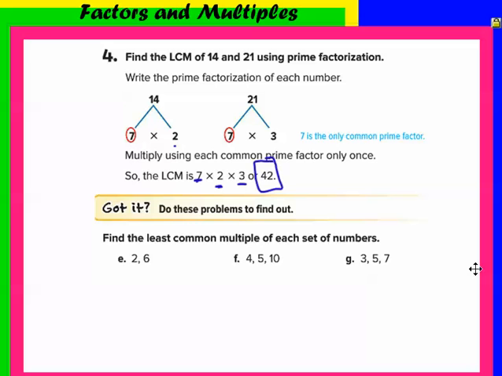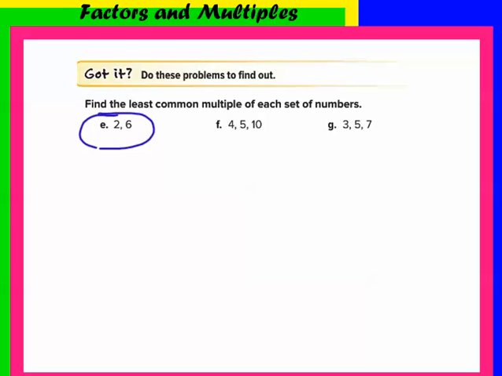is the least common multiple for 14 and 21. Let's do this with 2 and 6. So if I list my multiples of 2, I have 2 times 1 is 2, 2 times 2 is 4, 2 times 3 is 6, 2 times 4 is 8. Then if I list multiples of 6, I get 6 times 1 is 6, and right away, this one's pretty straightforward, right away 6 shows up on both lists, so 6 would be my least common multiple for 2 and 6.